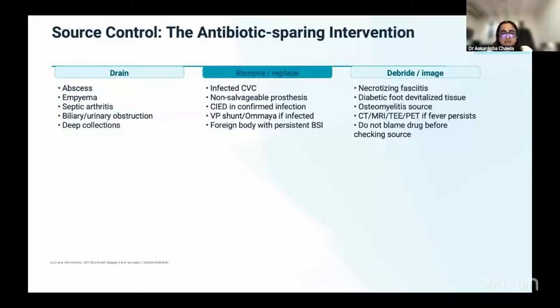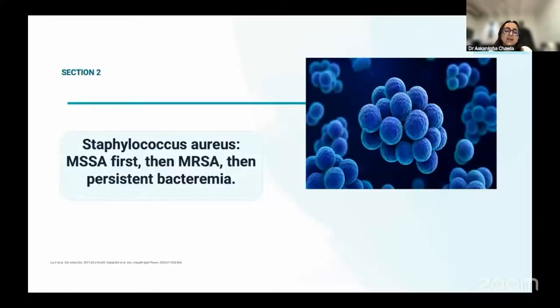Then source control. I think we've been talking about this in all the lectures that we've had before: just getting your cultures and starting your antibiotics is not enough. You have to drain that abscess, that empyema, treat that septic arthritis, remove that infected central venous catheter or replace it, debride that necrotizing fasciitis wound. If needed, repeat imaging if your patient is having persistent fever and you have started adequate therapy. So, just don't blame the drug. You have to check the source, and unless you achieve source control, you will not get the desired outcome.